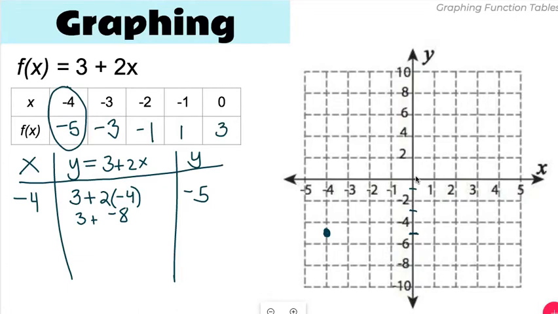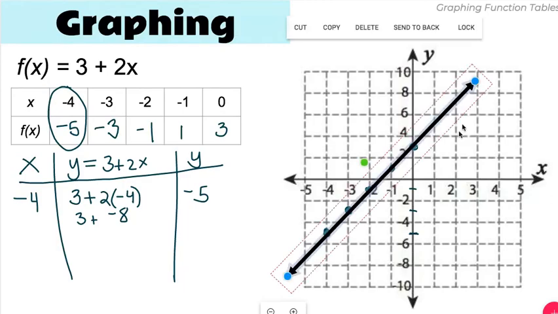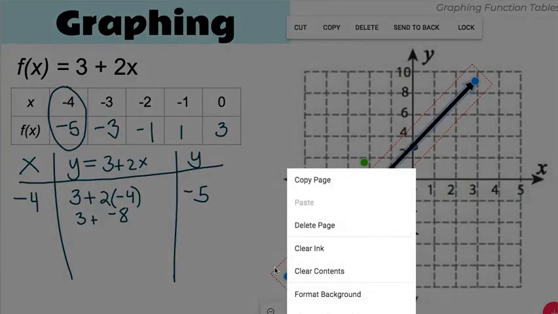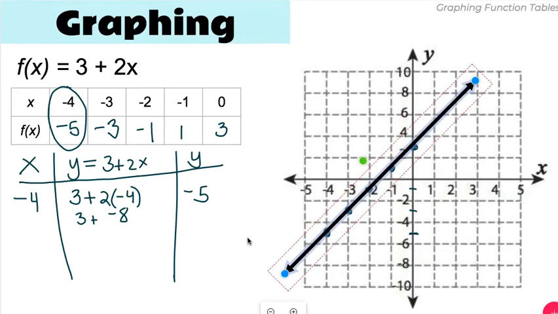Negative 3, negative 3. Negative 2, negative 1. So my odds are in between grid marks. Negative 1, 1, 0, 3. And it looks like I have a nice line here. Let's double check it. And that's it. The lines, the points all match up, and we're good to go. That's all.